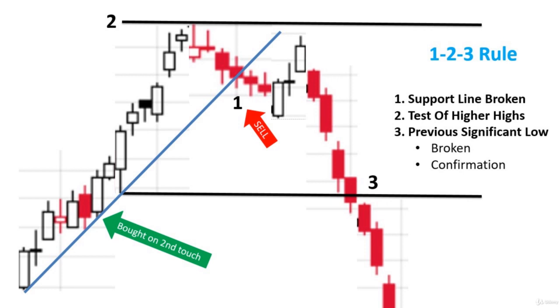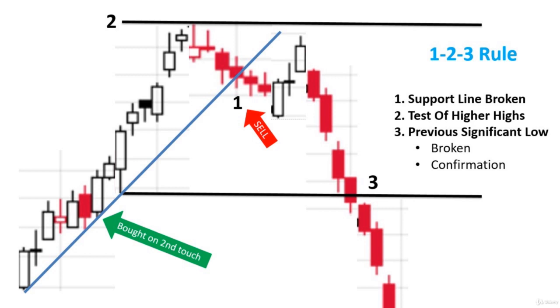First thing you do is, in order for the 1-2-3 rule to be activated, you have to have the support line broken. That's the whole idea. You're trying to see if this is a false signal. So the first step, it's got to be broken. And you could sell right there. That's always the established rule. You could just sell there.